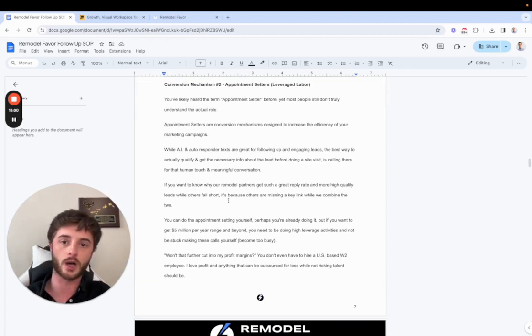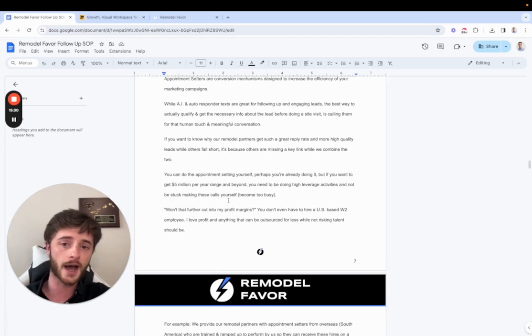Now, going on to number 2, we have appointment setters. So you've likely heard the term appointment setter before, yet most people still don't truly understand the role. Appointment setters are, again, a conversion mechanism designed to increase the efficiency of your marketing campaigns. And appointment setters can be used for really anything from social media ads, Google ads, search engine ads, Google My Business, or even your website contact forms.